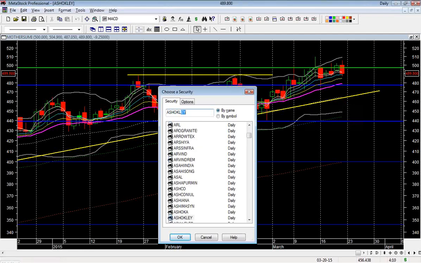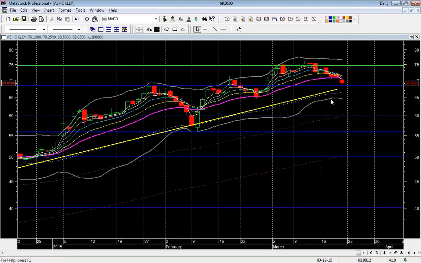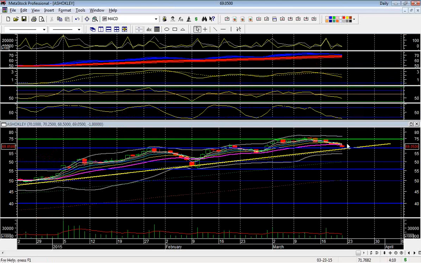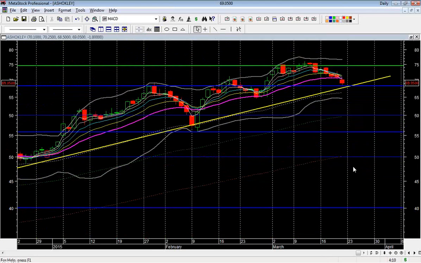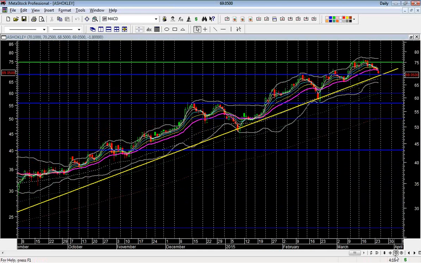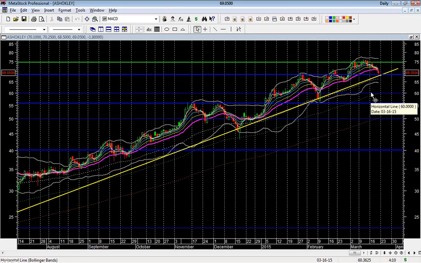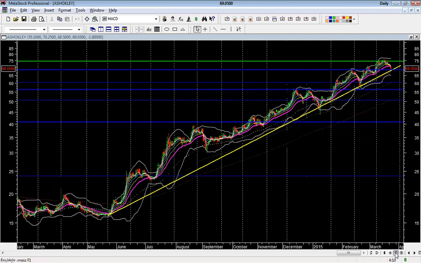Ashok Leyland. Alright, so Ashok Leyland is clearly forming a rounding top. Very, very importantly positioned with the rounding top and the trend line and the support line. If it breaks below 66, it's at 69, that's a 5% down move. Then I think it could come down all the way to 60. So it's just at that trend line, right?